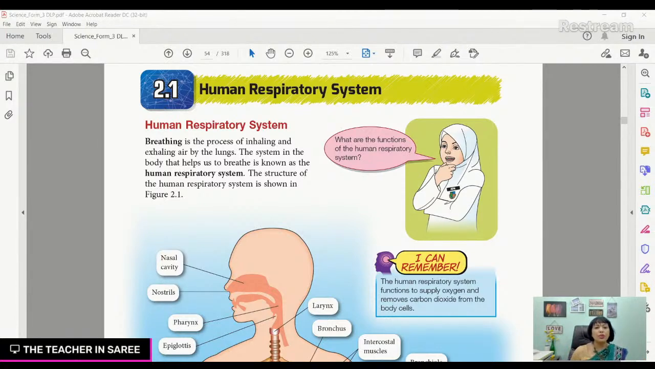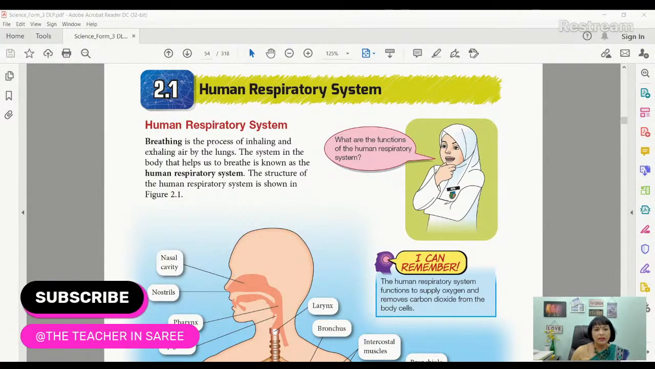Yeah. Okay. So the human respiratory system. Okay. So let's go into it. So the human respiratory system is the process of inhaling. Actually, all this you can do as I'm teaching, you can do it now. Inhaling, exhaling, inhaling, exhaling. So that is inhale and exhale. All right. So the system in the body that helps us to breathe. Okay. So the system in the body that helps us to breathe is what?